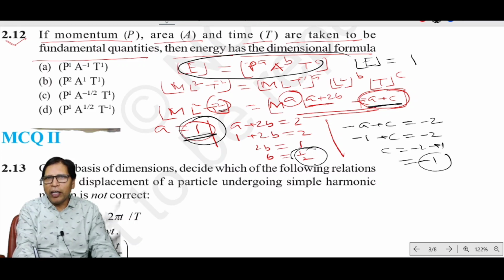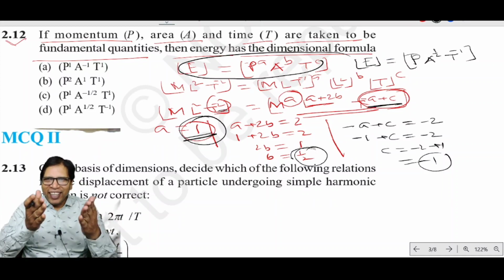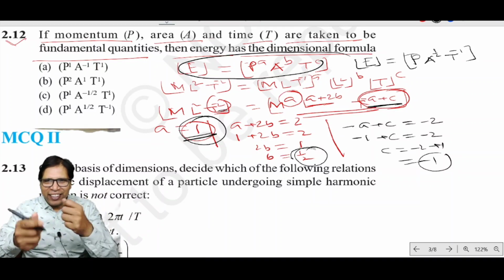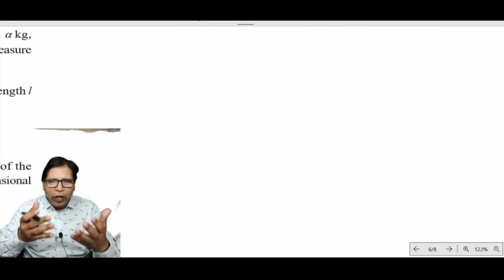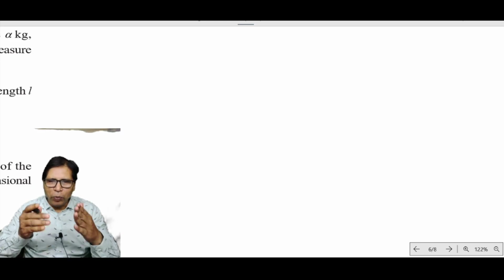You can get the dimensional formula of energy. This is P to the power a, so this is P, A to the power half, and T to the power c, so T to the power minus 1. This is the dimensional formula of energy in terms of momentum, area, and time. Understood? Now, next, I will be discussing the third use of the principle of dimensional homogeneity.